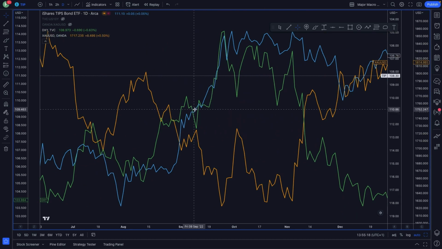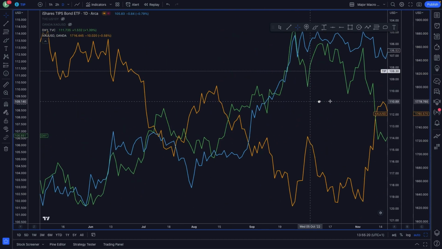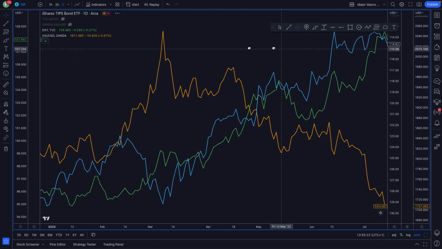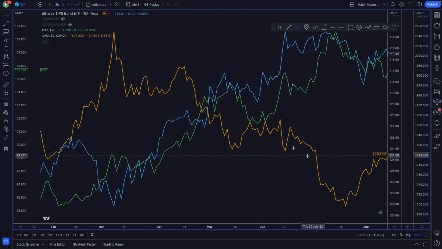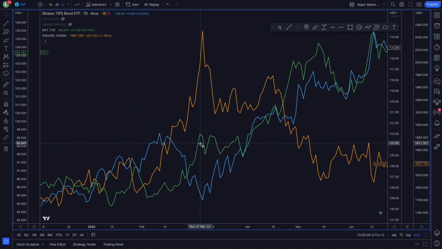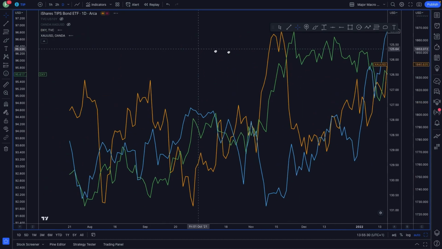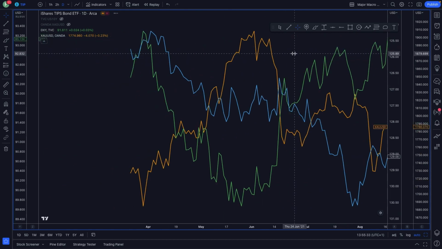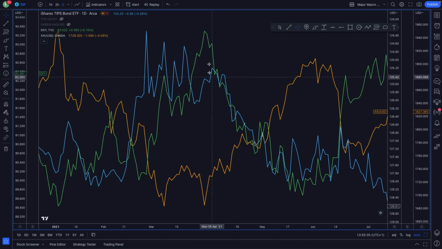When you have dollar and real yields rising, gold falls, right? Now, when you see the opposite, when you see the dollar and real yields falling, like here, gold rises.